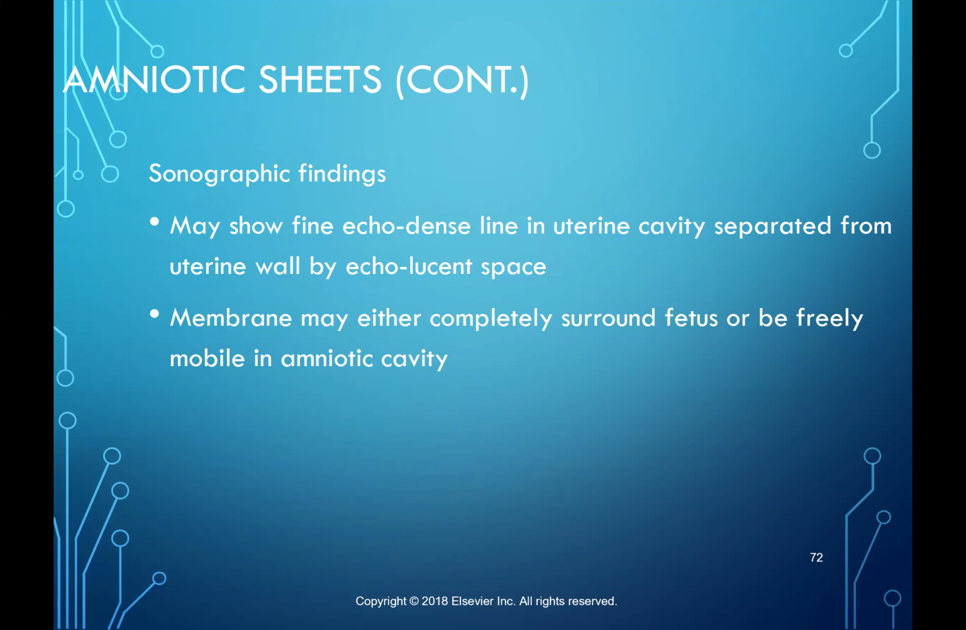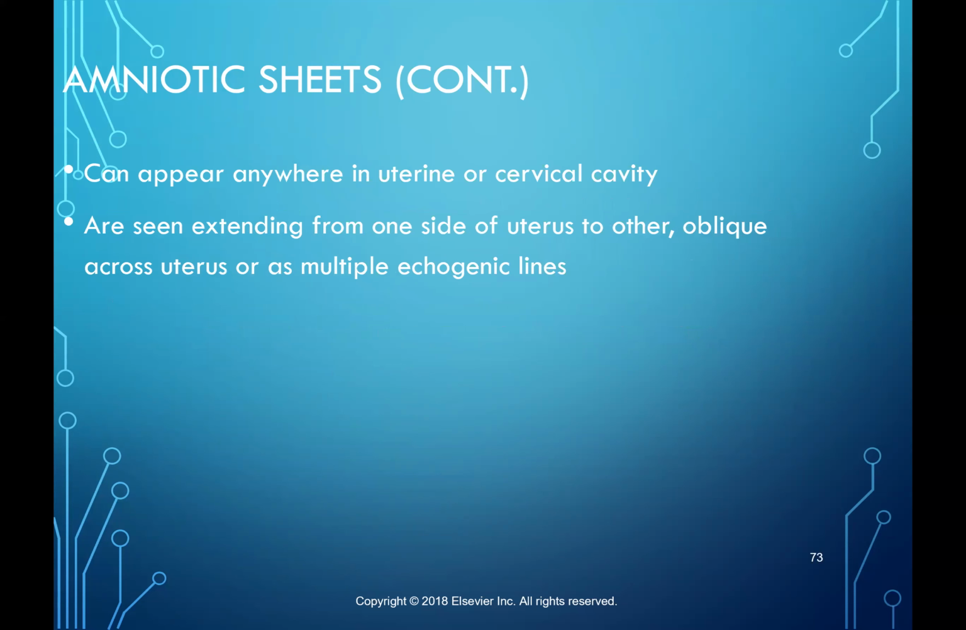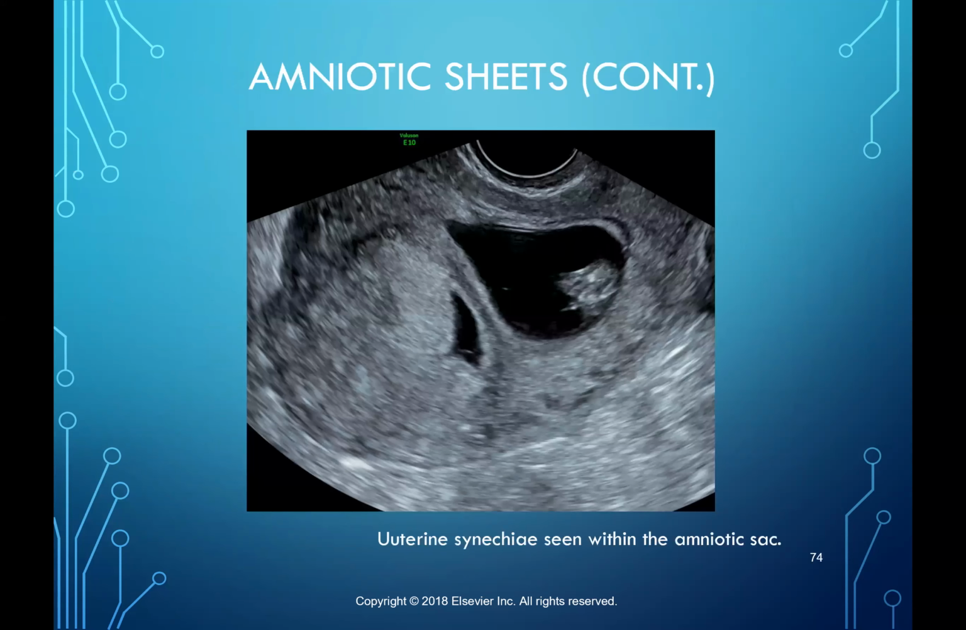So findings may show a fine echo-dense line in the uterine cavity separated from the uterine wall by echolucent space, and the membrane may be either completely surrounded by the fetus or be freely mobile in the amniotic cavity. They can appear anywhere in the uterine or cervical cavity and are seen extending from one side of the uterus to the other, oblique across the uterus as multiple echogenic lines. So here we are. This is just a thicker separation here. You can see the uterine synechiae and it won't cause any issues.